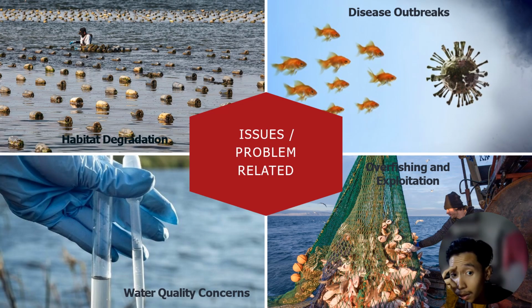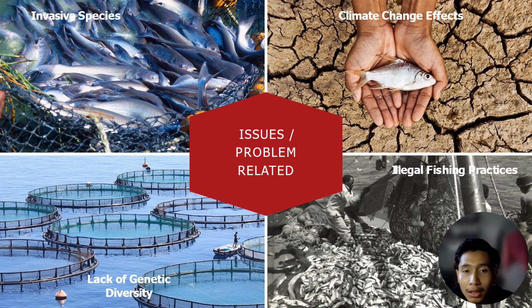Okay, the next slide, we're talking about issues or problems related. Number 1 is habitat degradation, and then disease outbreaks. Also we have water quality concern and overfishing and exploitation. Then we have 4 more: the invasive species, and then climate change effect, lack of genetic diversity, and then lastly illegal fishing practices.